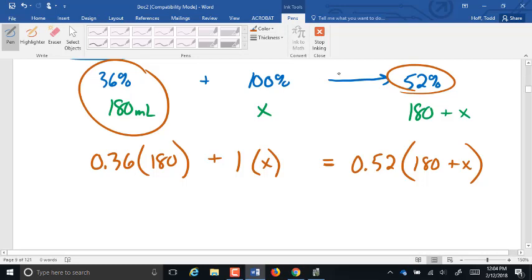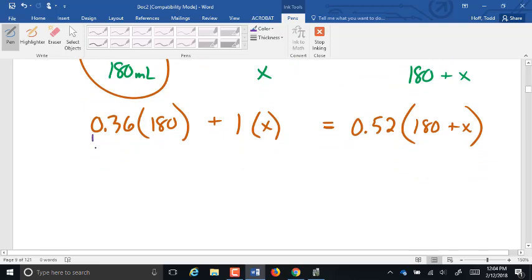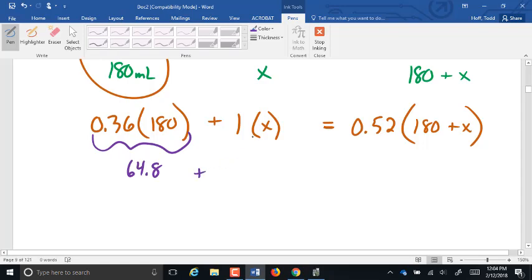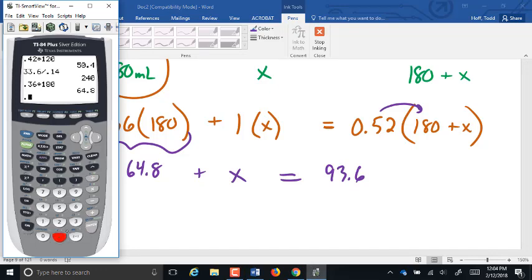So now we're going to go ahead and, as always, try to combine whatever we can on each side. On the left side here, we have 0.36 times 180, which I believe comes out to be 64.8. Let me double check that. And yes, it does. Plus 1 times X is just X. That's all we can combine on the left side, so we're going to go to the right side. 0.52 times 180, I believe that is 93.6. Double check that.